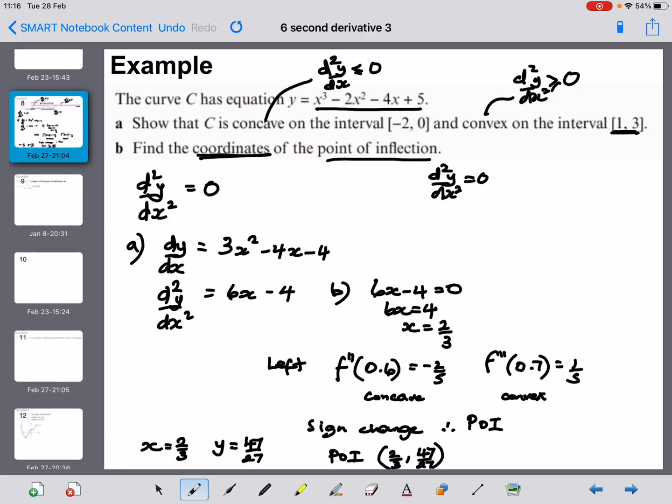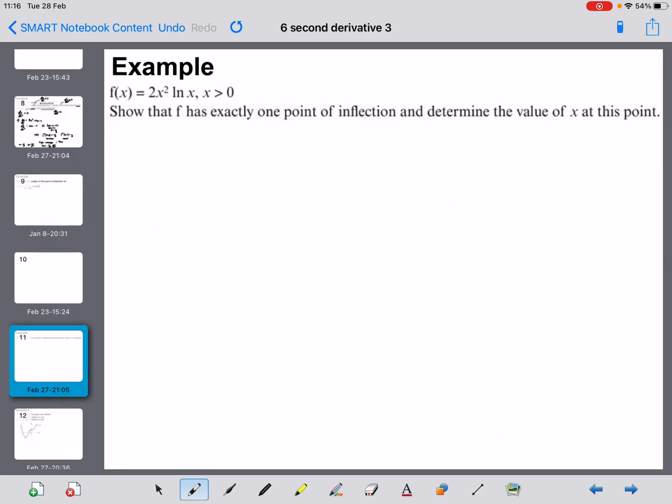Okay, let's look at another question. f of x equals 2x squared natural log x. Show that f has exactly one point of inflection and determine the value of x at this point.